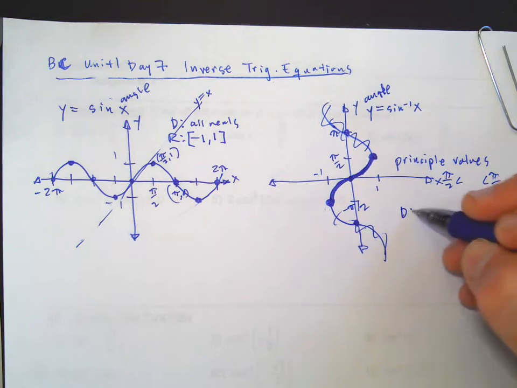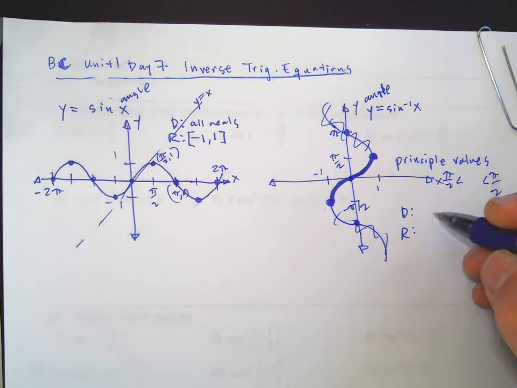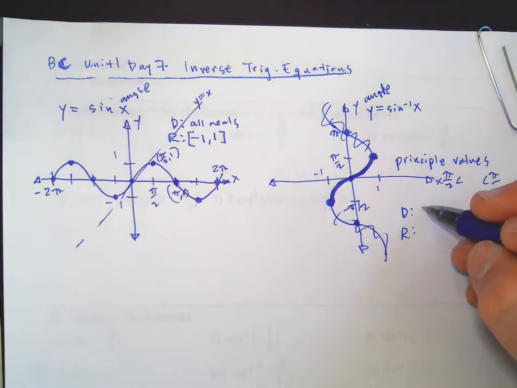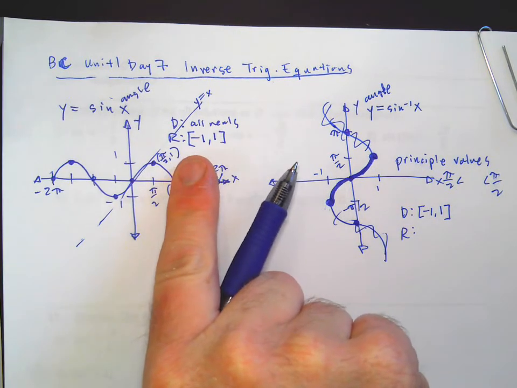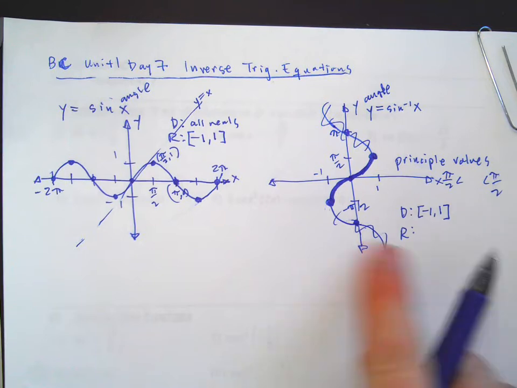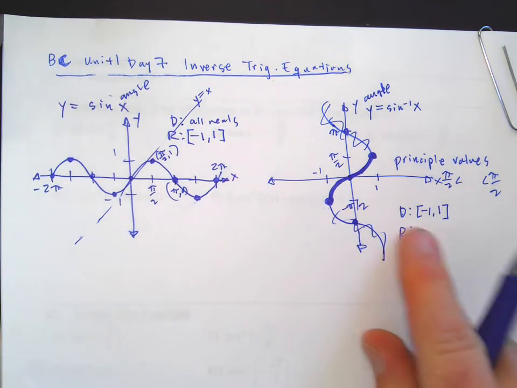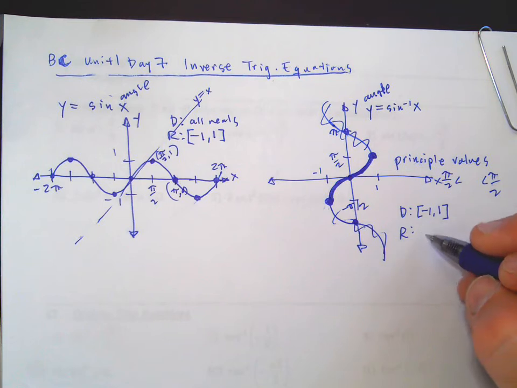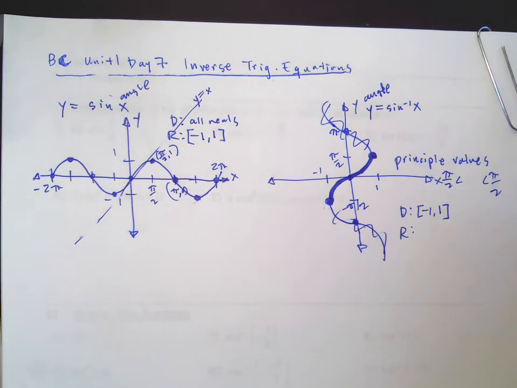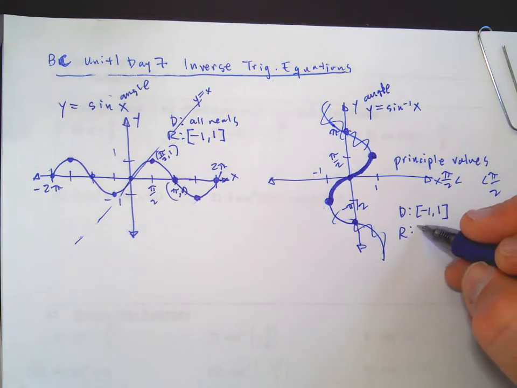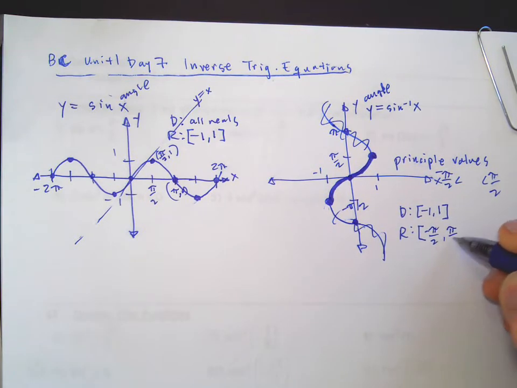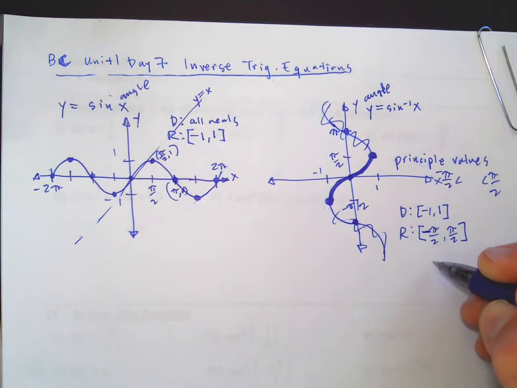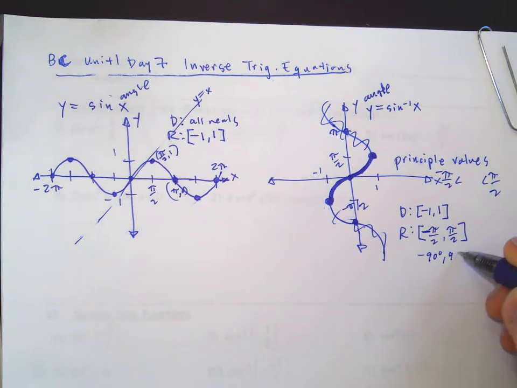So the domain is going to be -1 to 1. And this is interesting because remember, everything that's y becomes x, everything that's x becomes y. So the range that was -1 to 1 is now the domain here. That should make sense. The range, we're not going to do all reals because it fails to become a function. So it's going to be negative pi over 2 to positive pi over 2 in radians, which is what we usually work with, but it's also negative 90 degrees to positive 90 degrees.